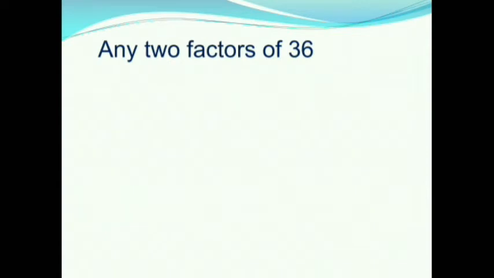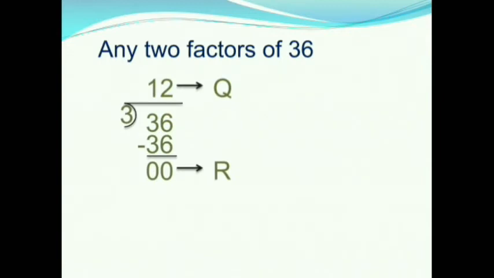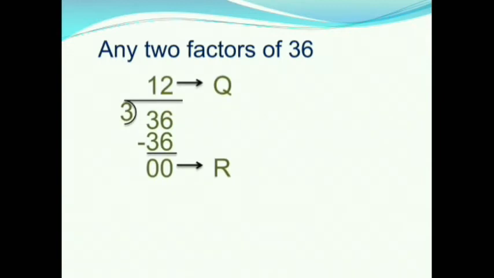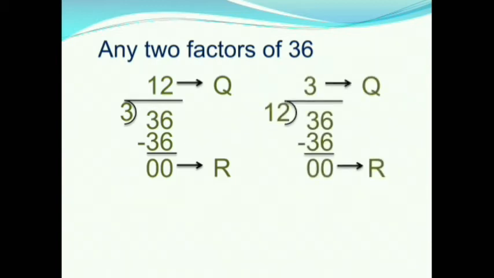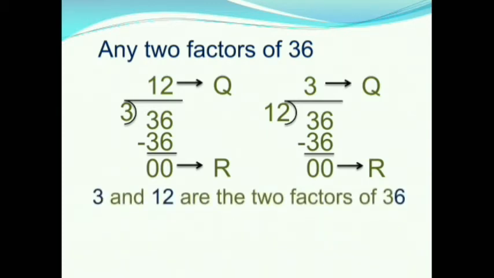Now we will write the factors of 36. 36 is divisible by 3. 12 is the quotient and 0 is the remainder. 36 is divisible by 12. 3 is the quotient, 0 is the remainder. Therefore, 3 and 12 are the factors of 36.